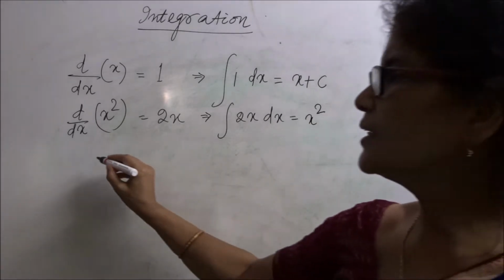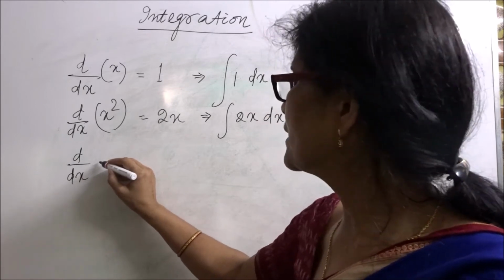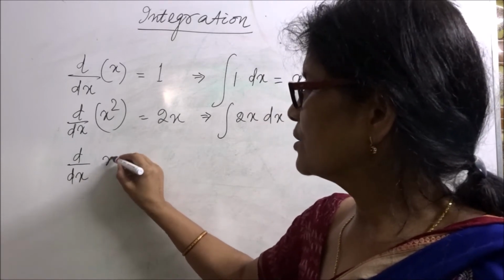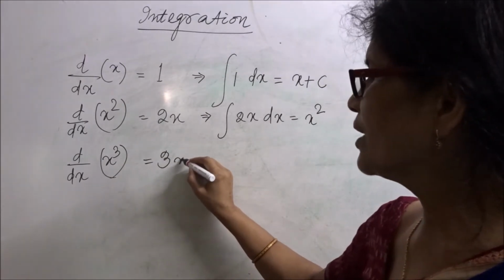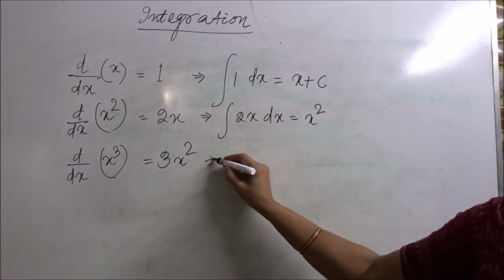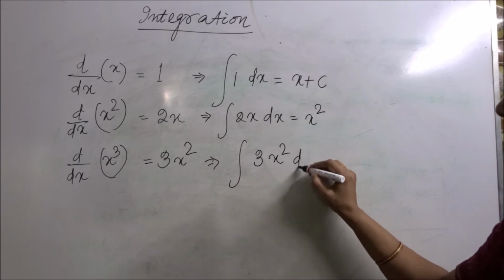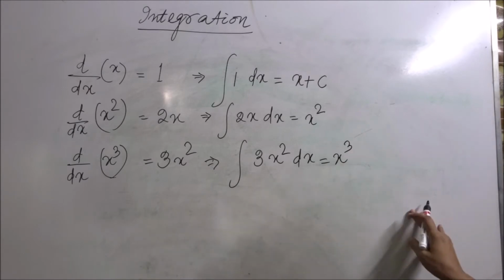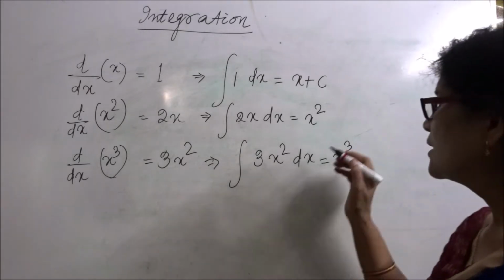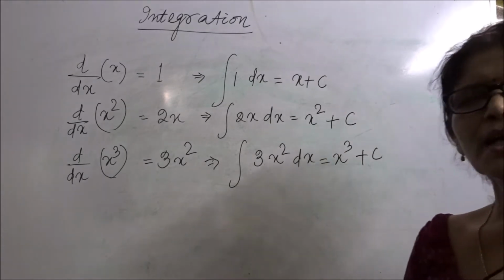Now if I write derivative of x cube, it is equal to 3x square. Now this implies that integration of 3x square dx is equal to x cube. Is it right, what I have written? No, I have missed the constant. You have to write the constant here, then it will be correct.